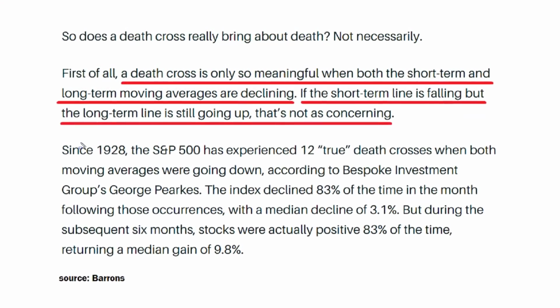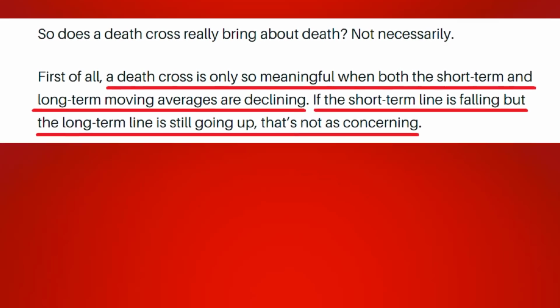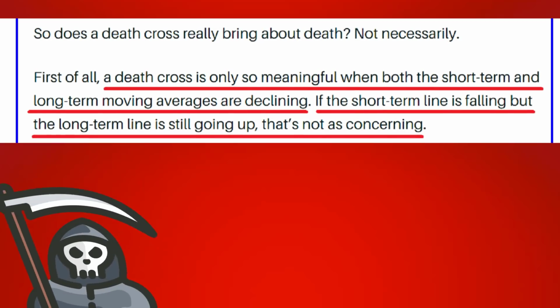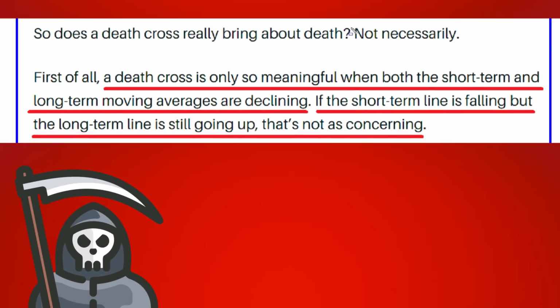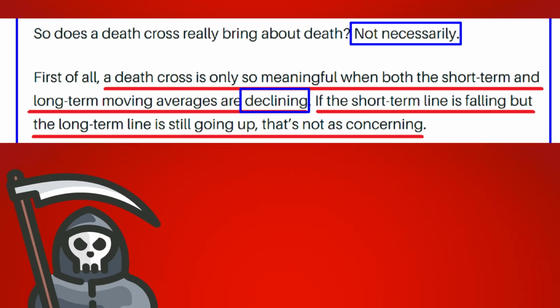So let me go to chart slide number 2, as I'll show you. This is an explanation from Barron's, and they make a good point. Does a death cross really bring about death? Not necessarily. First of all, a death cross is only meaningful when both the short-term and long-term moving averages are declining. If the short-term line, meaning the 50, is falling, but the long-term line, meaning the 200, is still going up, that is not as concerning. It's not meaningful. Guys, I'm going to give you some examples in this video, so take a look at some of these and let's see whether it's meaningful or not meaningful.